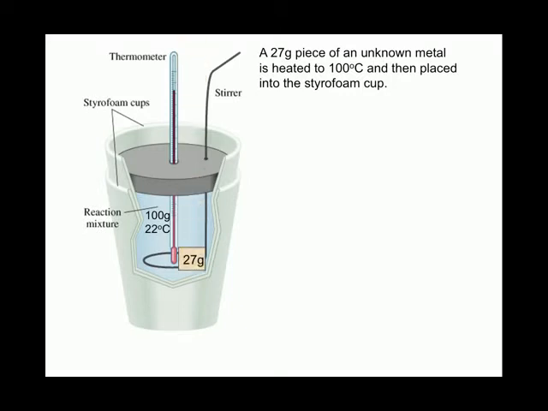Here comes the metal now. And the temperature goes up to 22 degrees. So the water temperature went from 22 to 26 degrees, a 4-degree rise, while the temperature of the metal went down from 100 degrees all the way to 26 degrees. Now we're going to need that in the last step of the calculations. So the metal underwent a big temperature change while the water underwent a small temperature change.